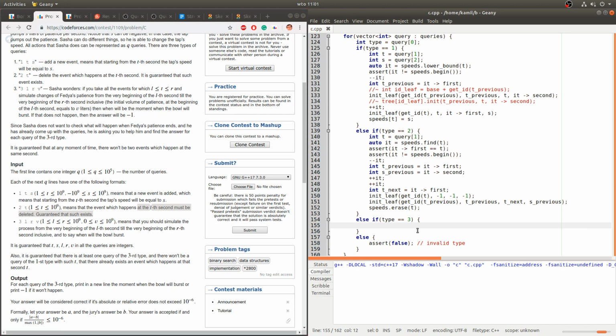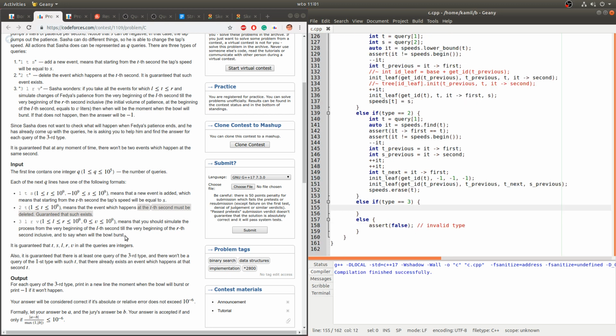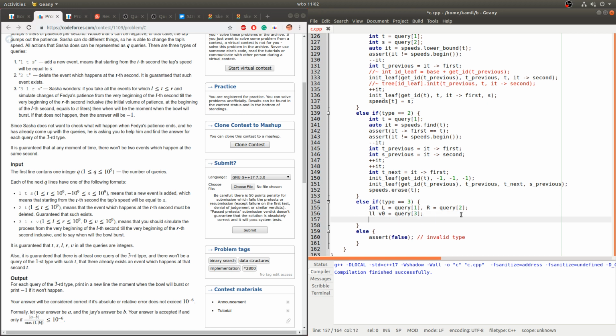The last thing to do. You should simulate the process from the beginning of the 11th second till the very beginning of the 11th second inclusive. So we have some L being query of 1, R is query of 2, and volume 0 is, maybe this should be long. Volume 0 is query of 3.